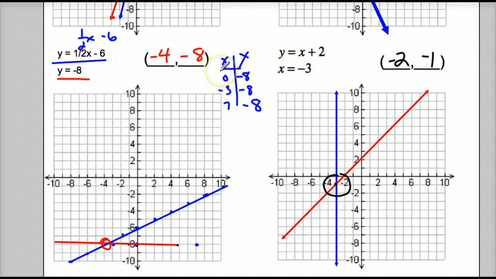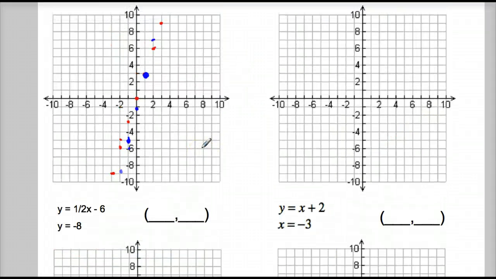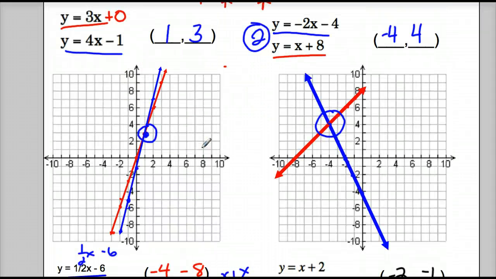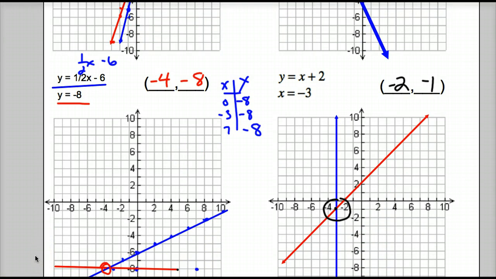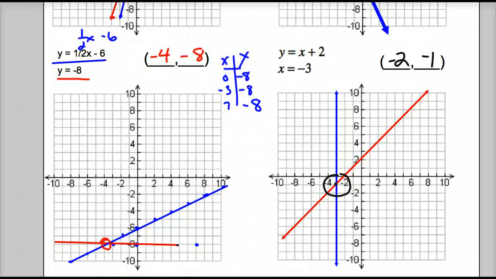So go ahead and use this for tonight's worksheet. You have lots of systems of equations to graph on that. If you have any questions, let one of us know.